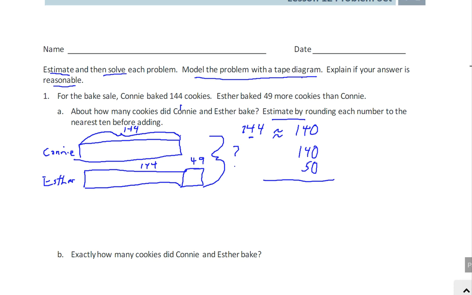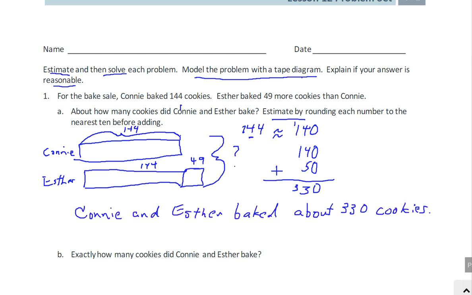Now all we have to do is add those three up, and we have our estimation. So 4 and 4 is 8, and 5 is 13. Carry the 1. So our estimate is about 330. Since it's an estimation problem, we could say that Connie and Esther baked about 330 cookies. That would be our statement for the estimation, with that keyword there, about.